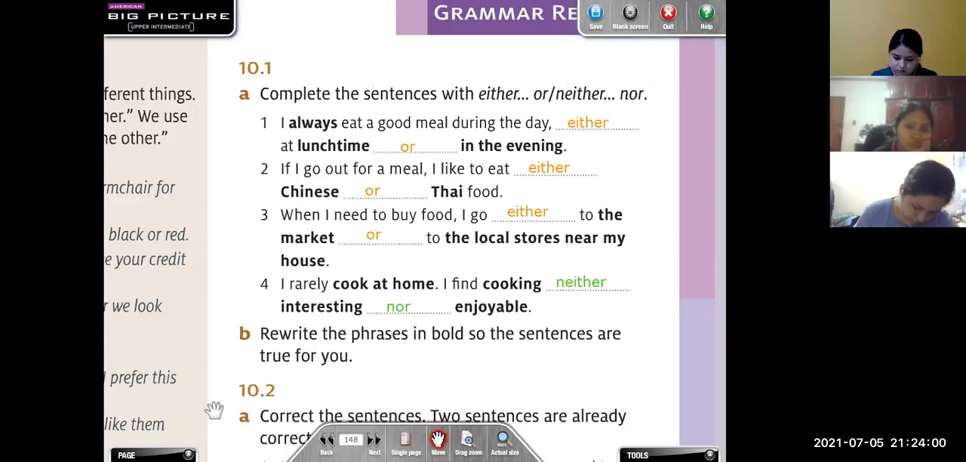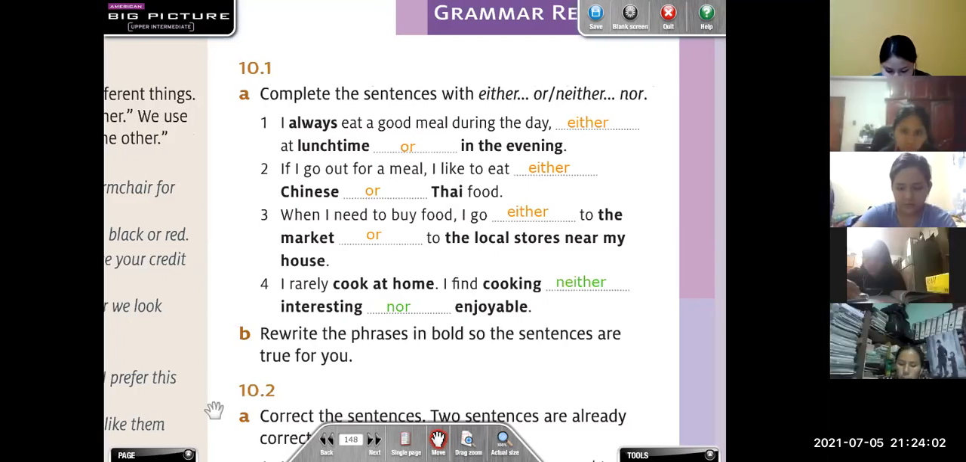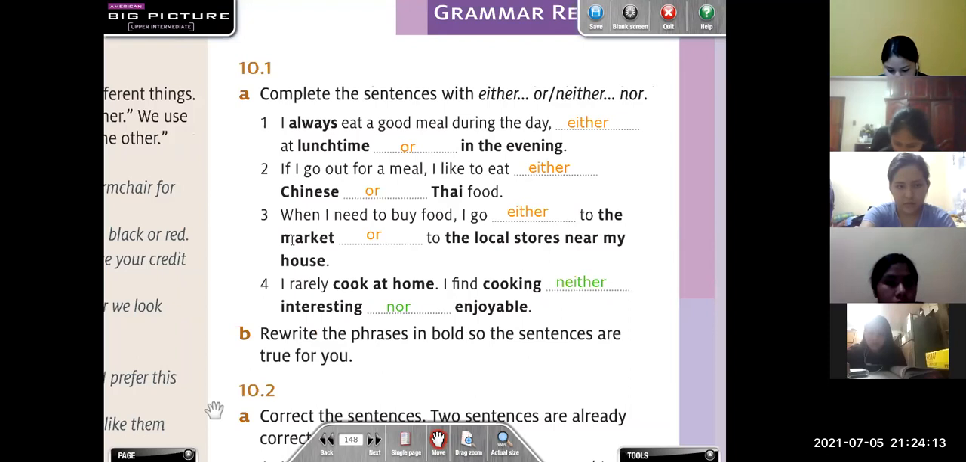I frequently cook at home. I find cooking either interesting or enjoyable. Okay, thank you. Adriana? I don't like sweet food. How do you say comida dulce, teacher? It's okay. Sweet food is okay. Neither Chinese nor Thai food.